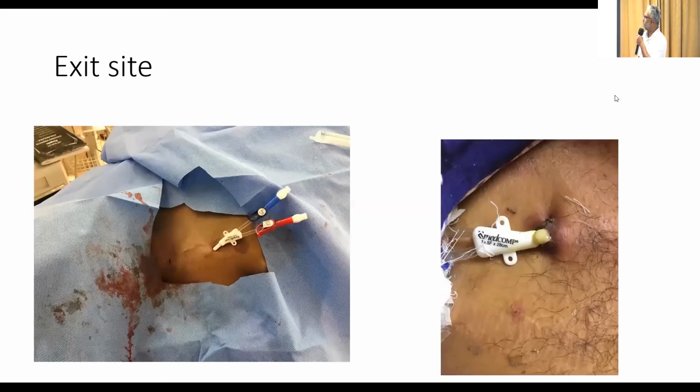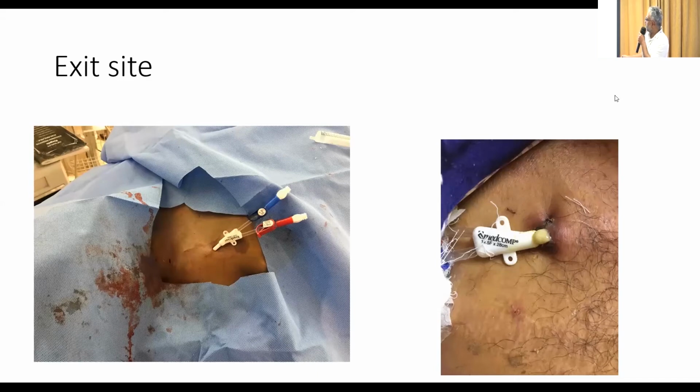And one more thing, the exit site, okay? One thing to avoid is suturing if you can. Don't suture the exit site. Just make a small nick, okay? You don't really need to suture this. This thing won't come out because you've already sutured it here.